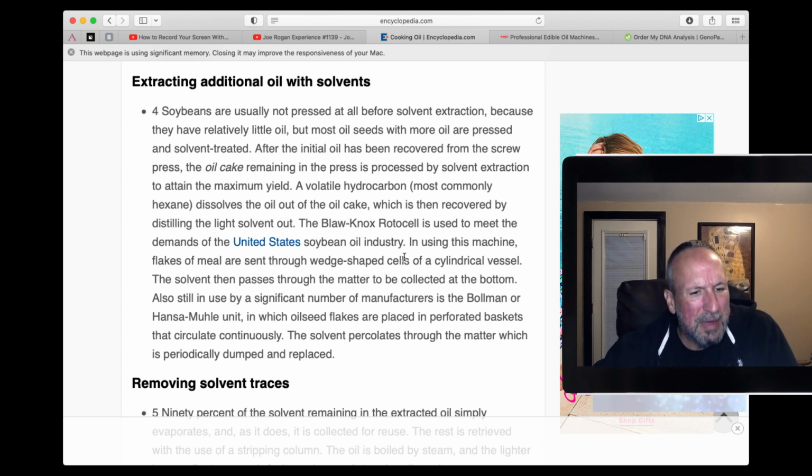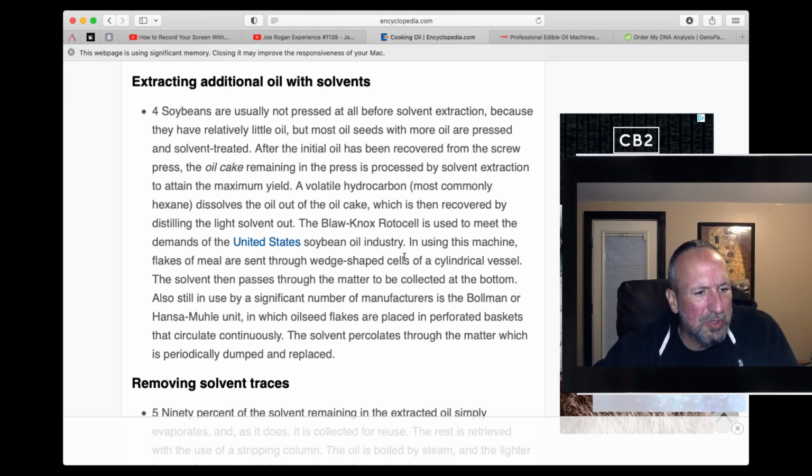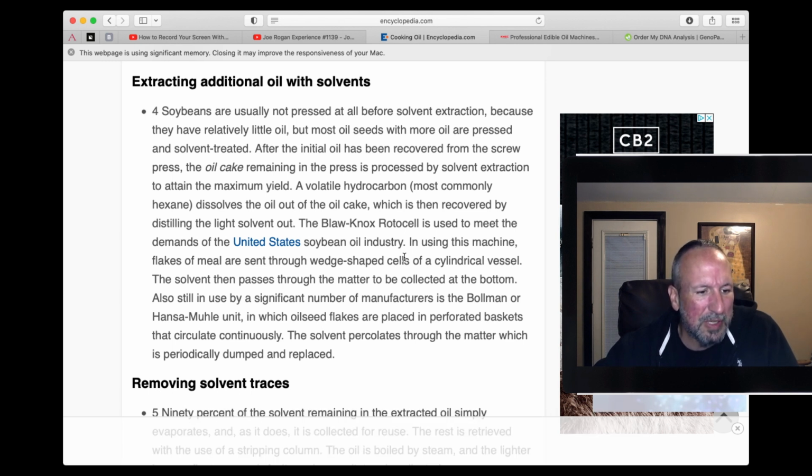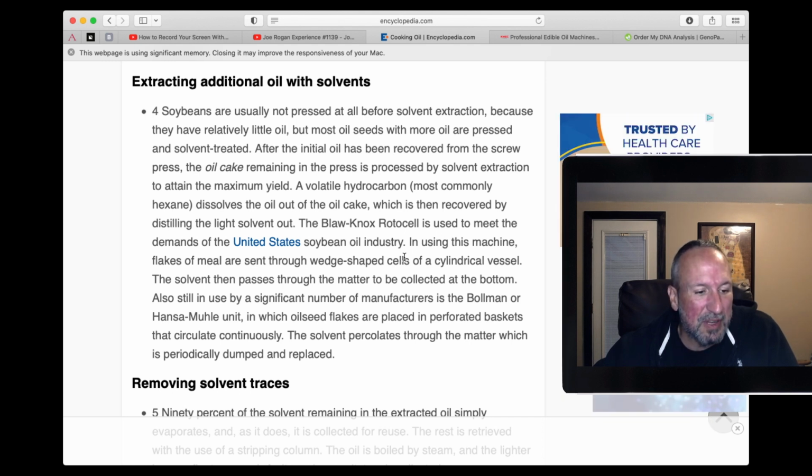The Knox rotocell is used to meet the demands of the United States soybean oil industry. Using this machine, flakes of meal are sent through the wedge-shaped cells of a cylindrical vessel. The solvent then passes through the matter to be collected at the bottom. Also still in use by a significant number of manufacturers is the Bowman or Hansa Mule unit. Now, that's another name that seems industry specific for the jargon. As a matter of fact, a manufacturer brand in which oilseed flakes are placed in perforated baskets that circulate continuously.